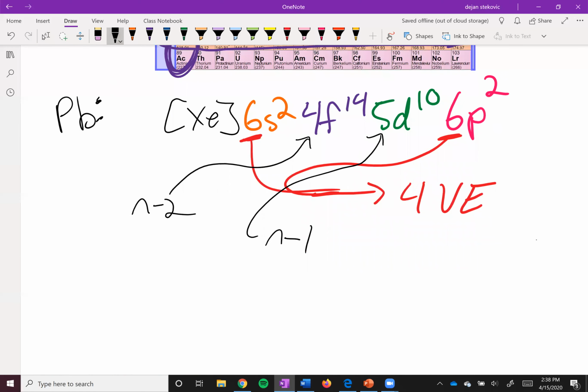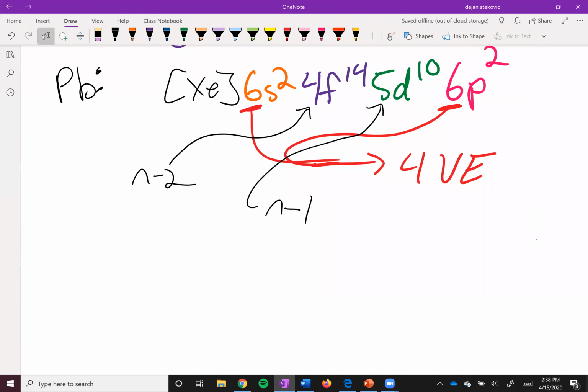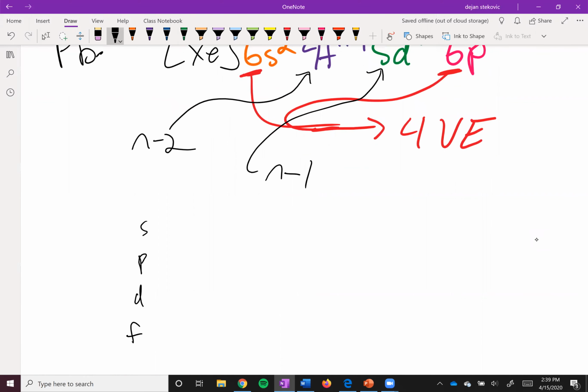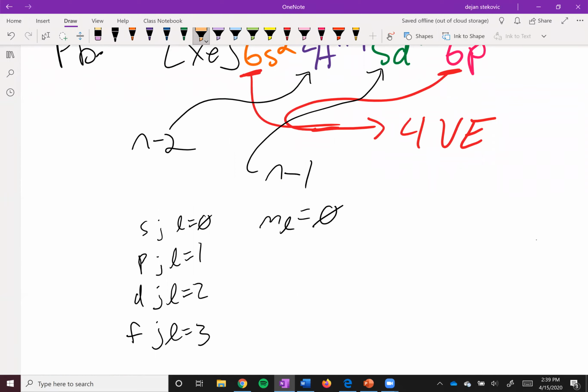And how many electrons per set of orbitals? Remember your s, p, d, f and m sub l and l stuff. When you have an s orbital, that means l equals 0. P orbital, l equals 1. D orbital, l equals 2. F orbital, l equals 3. And then m sub l tells us how many orbitals there are, from negative l to 0 to l. So when l is 0, m sub l is just 0, and you count how many orbitals there are. There's 1 orbital, which corresponds to 2 electrons, because 2 electrons per orbital.